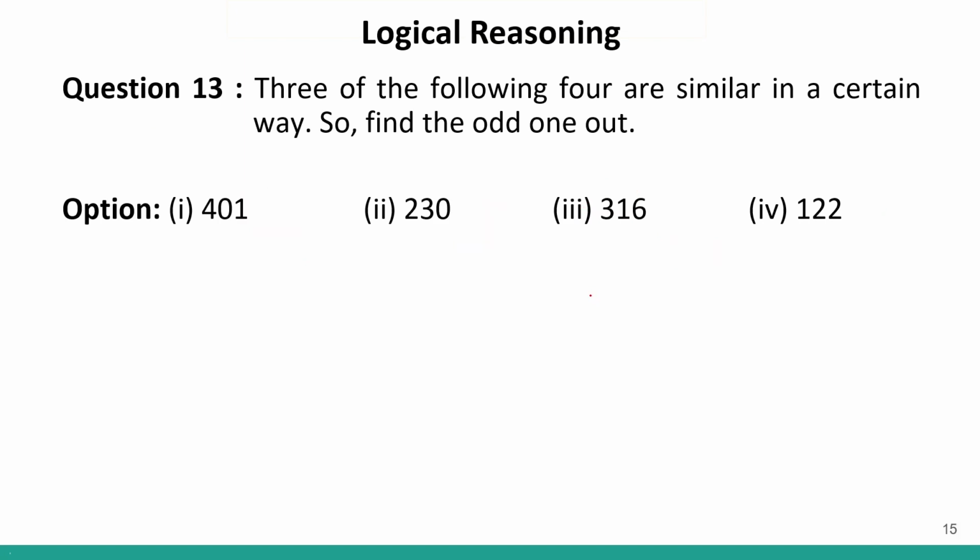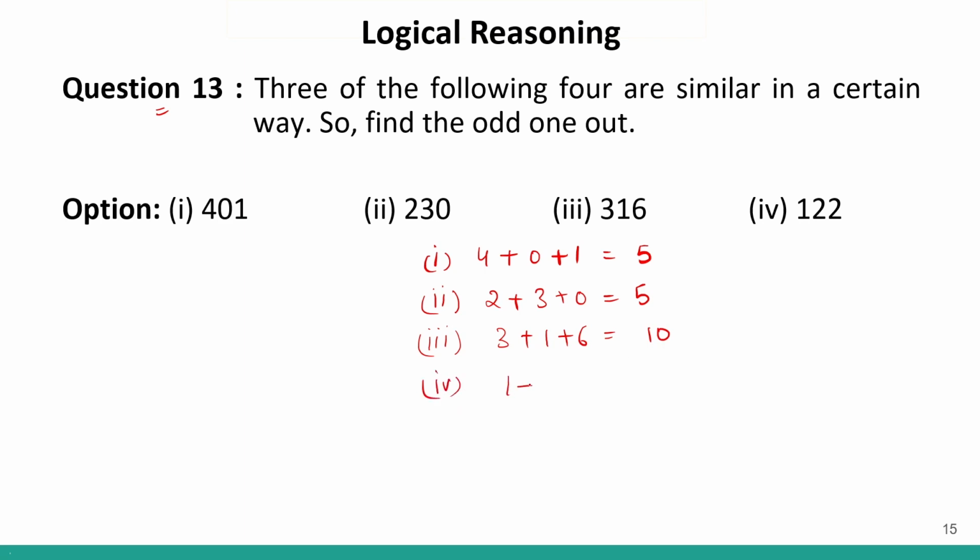Now, question number 13. We have 4 options. If I look at option number 1, if I sum the digits, 4 plus 0 plus 1 will give me 5. If I look at option number 2, 2 plus 3 plus 0 will give me 5 again. If I look at option number 3, 3 plus 1 plus 6 will give me how much? 10. And if I look at option number 4, 1 plus 2 plus 2 will give me 5 again.